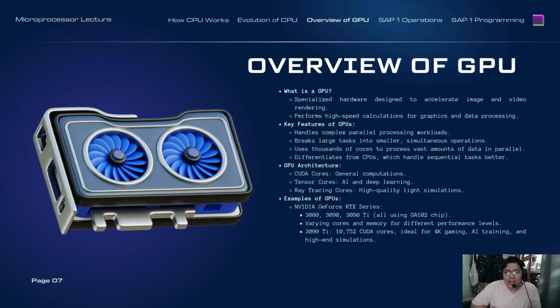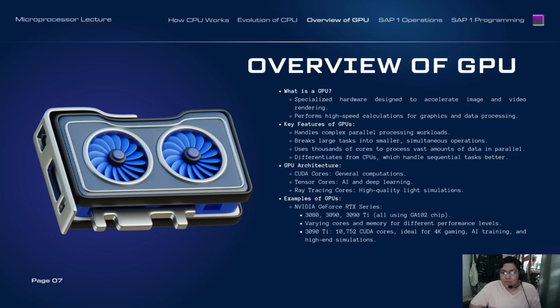GPUs are also designed with specialized cores that optimize performance for different computing needs. For example, CUDA cores, or CUDA, are used for general computations, while Tensor cores handle AI and deep learning tasks, and ray tracing cores are dedicated to simulating realistic lighting and shadows for high-quality graphics. These innovations make GPUs highly efficient for modern computing demands, especially as technology continues to evolve.